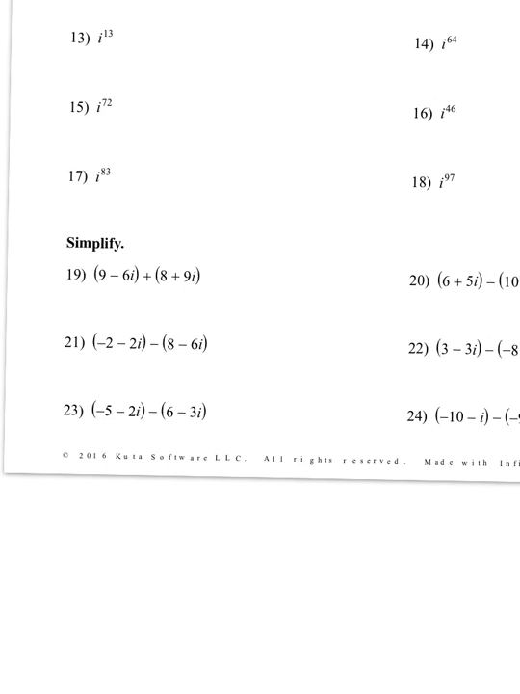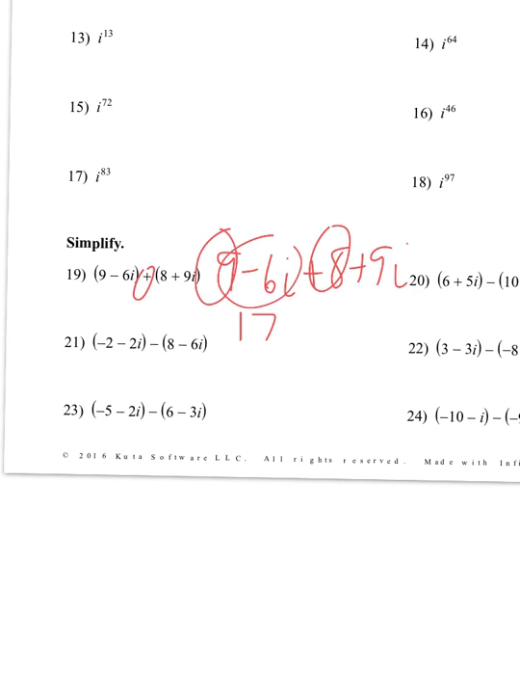Okay, so if I'm adding in between, it boils down to just like when they were algebraic terms. If I'm adding, I can just drop off parentheses, so it's 9 minus 6i plus 8 plus 9i. So I do 9 plus 8, those are like terms, so it's 17. And then negative 6i plus 9i, which is plus 3i. Okay, so we have a non-I part and an I part. That's a complex number.